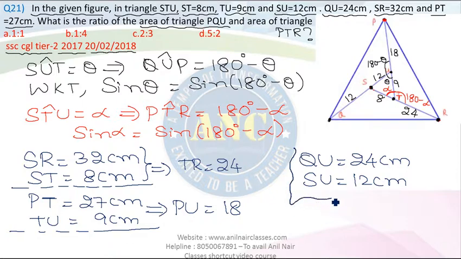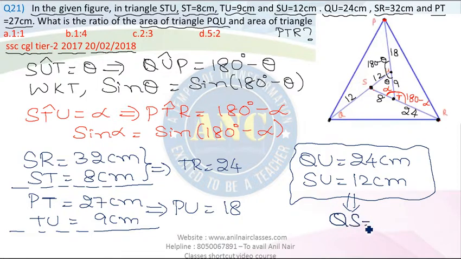Similarly, QU is 24, SU is 12. From these two, what I can write? QS will be another 12. I already marked all these things, sir. QS, everything I have marked in the diagram. But I am writing once again for your better understanding here. Right? You need not write in the exam. Why am I writing? To make you understand better.